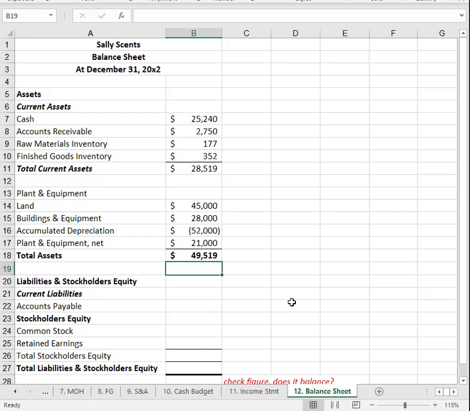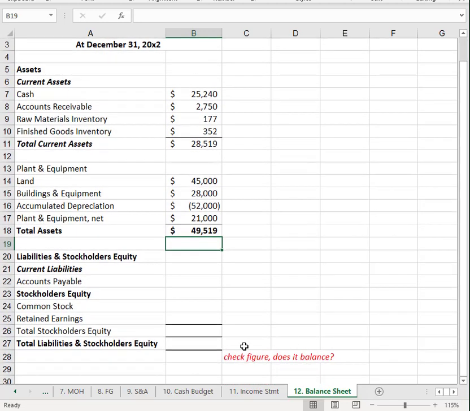And of course, the liabilities plus stockholders' equity amount has to match, right? Has to match, which is why I put in this little check figure. So this check figure has a little formula in it that says, hey, does total assets equal total liabilities plus equity? Or at least that's the formula I would put in there. I would say this minus this. Okay, right now I'm out by 49,519, but of course I'm not finished. But when I'm finished, that needs to be 0, or else I know I've got something going on.